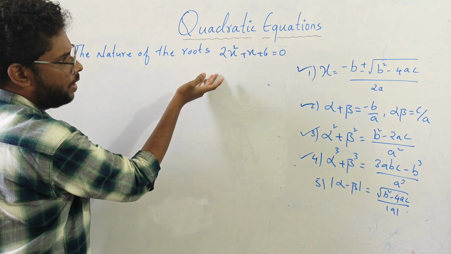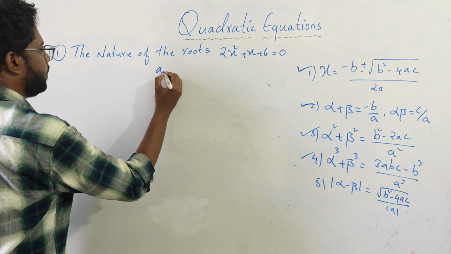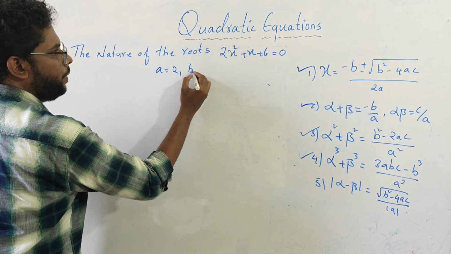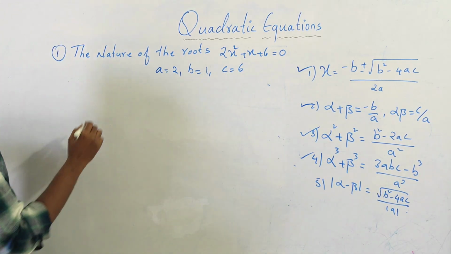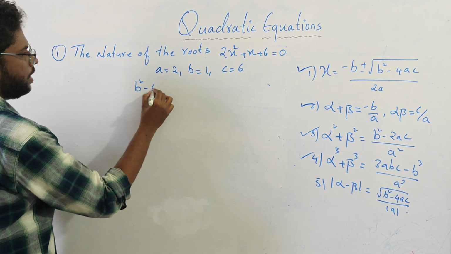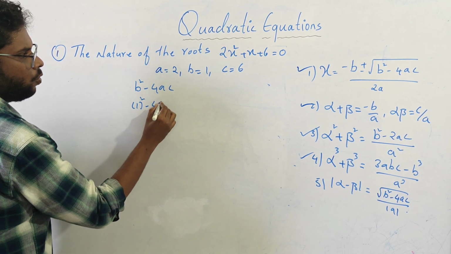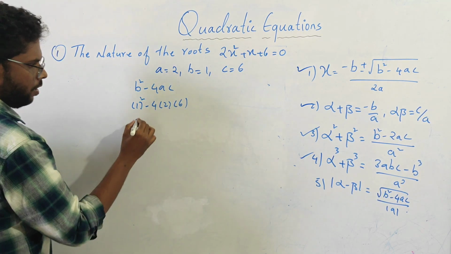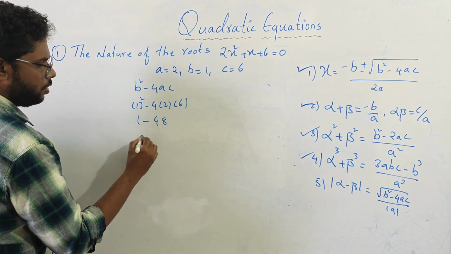Now they are given a quadratic equation and they are asking what is the nature of the roots. So from that, what is a? a is 2, b is 1, which is the coefficient of x, and c is the constant, which is 6. Now find the discriminant. What is the discriminant? b square minus 4ac. What is b? 1 square minus 4 into 2 into 6. 1 minus 4 into 8, 8 sixes are 48, which is equal to minus 47.